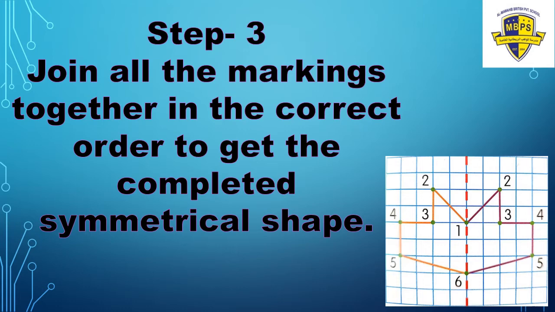And what can you find here? Both the sides, they are symmetrical and they are reflections of each other. They are exactly the same in size. So this is how we complete the given symmetrical shape when we have a line of symmetry.